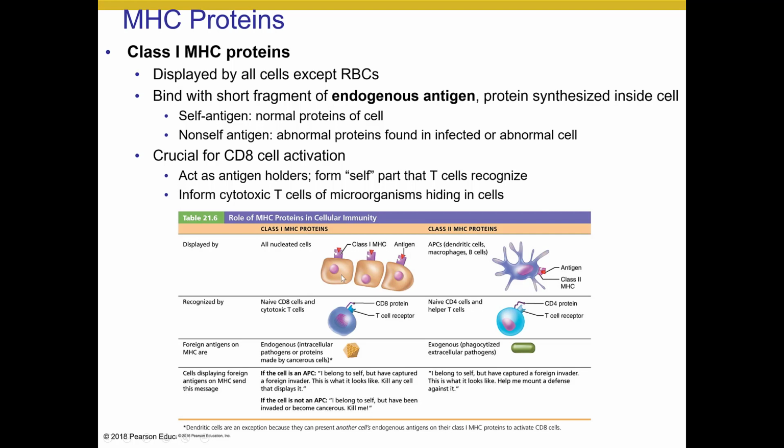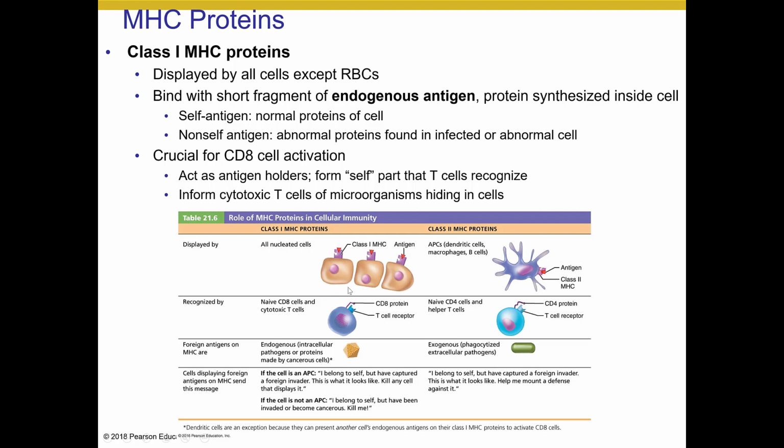If the cell that has the class 1 MHC protein holding on to foreign antigen is an antigen presenting cell, then the message it's sending is this: I belong to self, meaning I'm an antigen presenting cell in this body. I've captured a foreign invader. This is what it looks like. Kill any cell that displays it. So this is going to be part of the process of activating a cytotoxic T cell, because the cytotoxic T cell's job is now going to be to go and find more of these antigens and get rid of the cells that are making them.